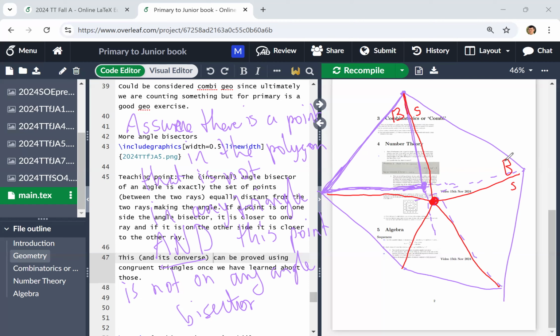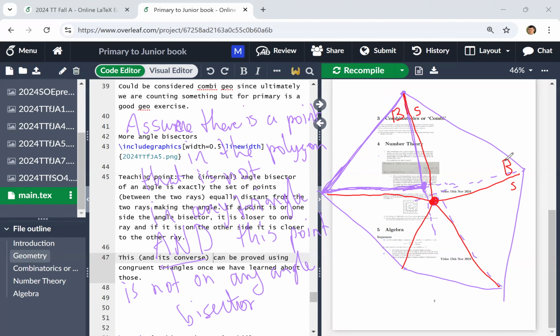I thought the red lines were angle bisectors. Are the red lines angle bisectors? No, they're just joining the points to all the corners. The point doesn't lie on any angle bisectors, remember? Oh yeah.